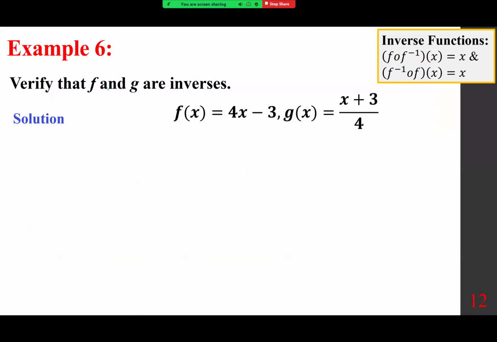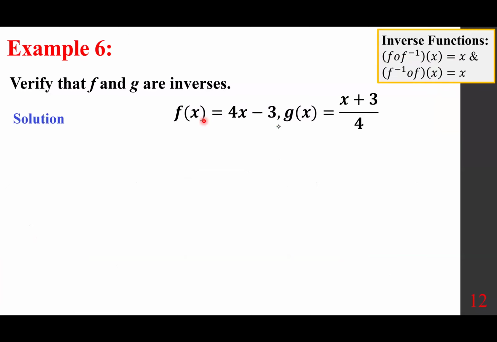Verify that f and g are inverse functions. So one of these will be good enough. I want you to know that. So you calculate f of g, you get x, that's good enough. But it's really not a bad idea to do both of them as practice.